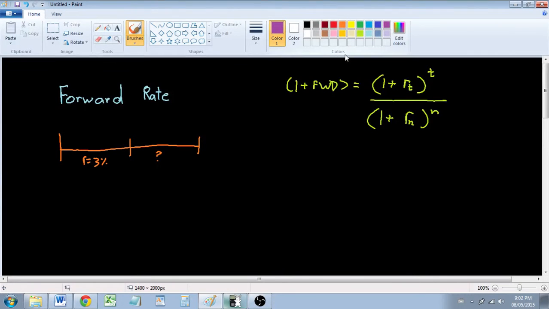What is a forward rate and how do you calculate it? So let's talk about forward rates here. A forward rate is just an agreement to have an interest rate over a certain period of time. So we have a timeline here.